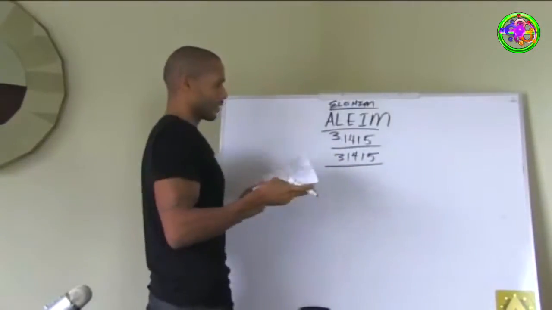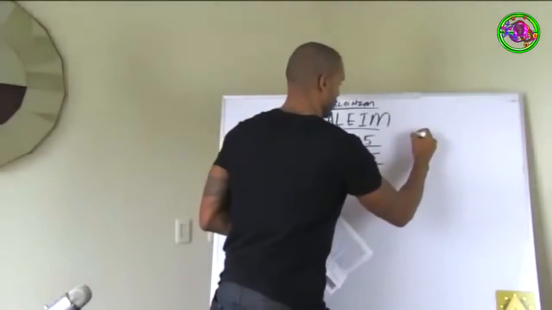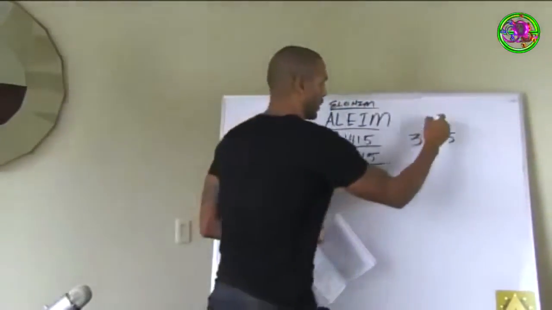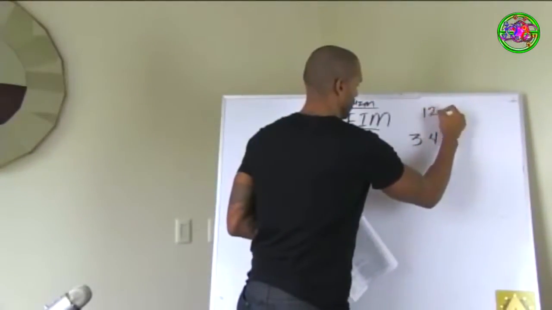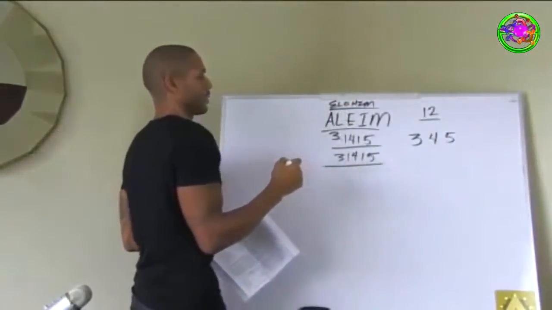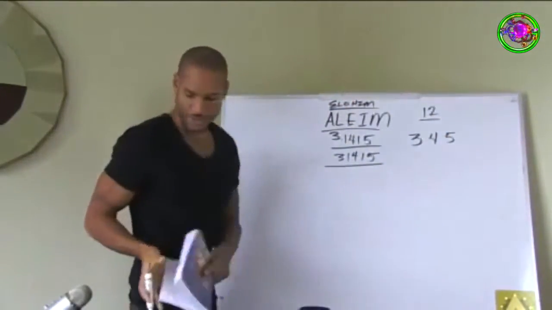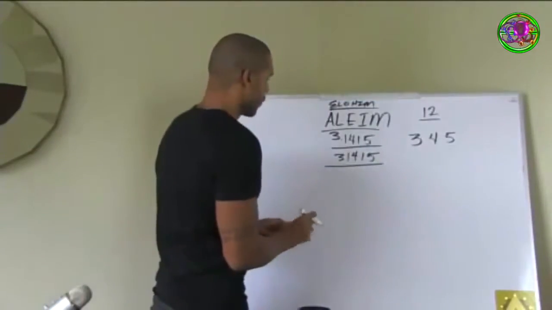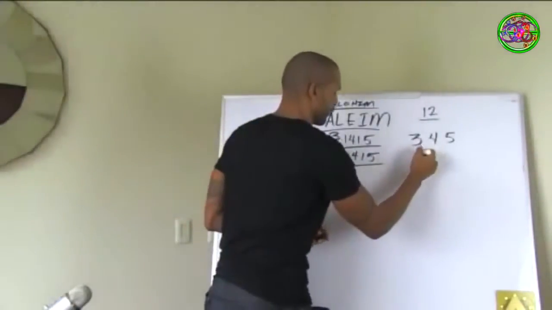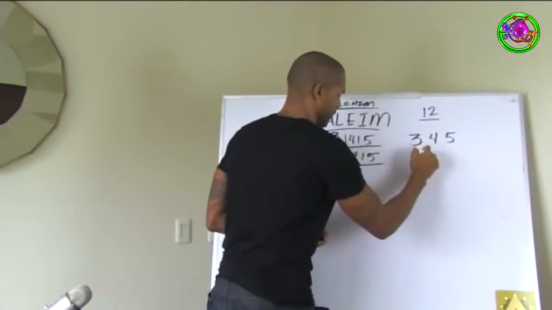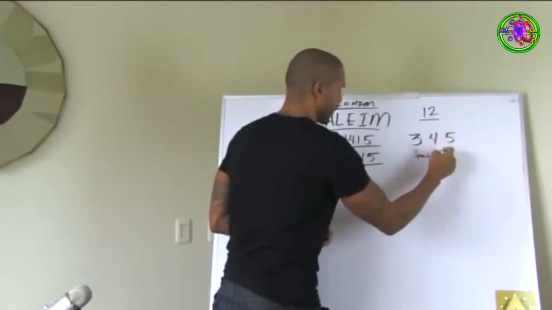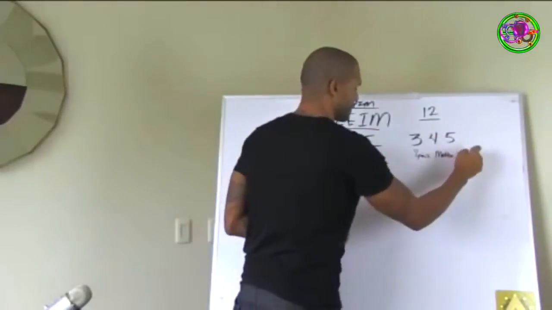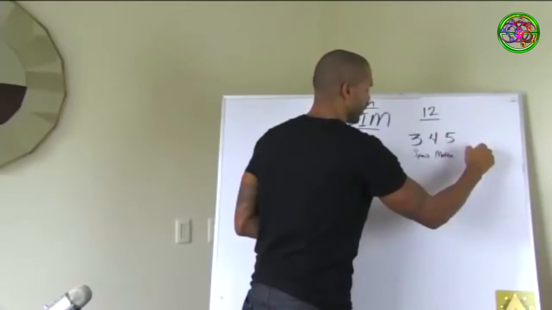Okay, so let me show you how this also connects in reality, with these numbers 3, 4, 5, which equal 12, by the way. Let's put that here. So 3 is the number of infinite spirit. 4 is the number of infinite matter. 5 is the number of the combination between spirit and matter.